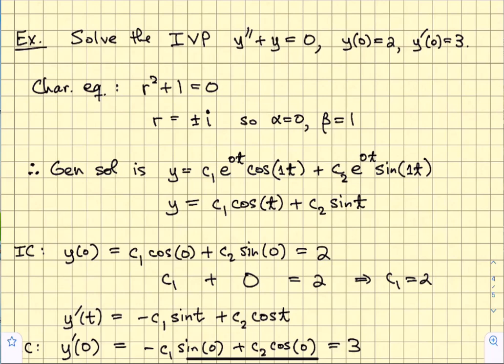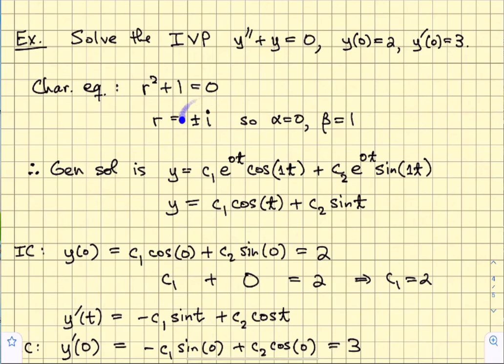Well, as we've always done with our initial value problems, we have to begin by finding the general solution to the differential equation. This is a second-order linear homogeneous constant coefficient equation. So we're going to find the characteristic equation. Here our a is 1, our b is 0, our c is 1. So my characteristic equation is just r squared plus 1 equals 0. The roots here are r equals plus or minus i.